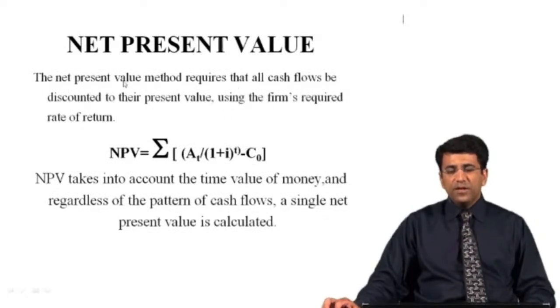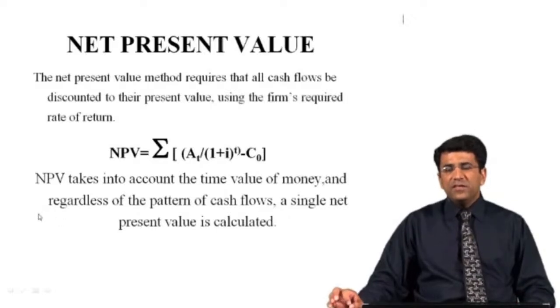What is net present value? The net present value method requires that all the cash flows be discounted to their present value using the firm's required rate of return, and this is the formula for the net present value. Now students, what is the concept of net present value? Net present value is actually the difference between the aggregated discounted benefits and the aggregated discounted cost. Now what happens when we have different cash flows that may be in the form of profits, or in the form of cost or investment?